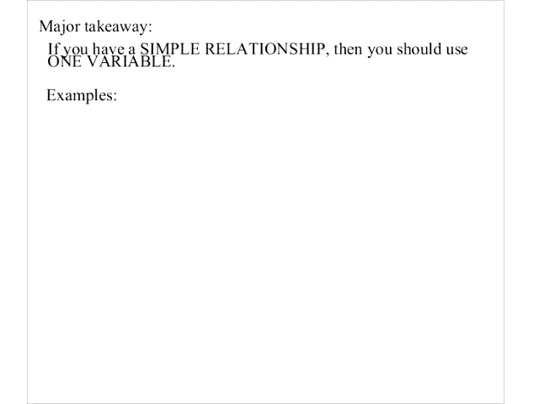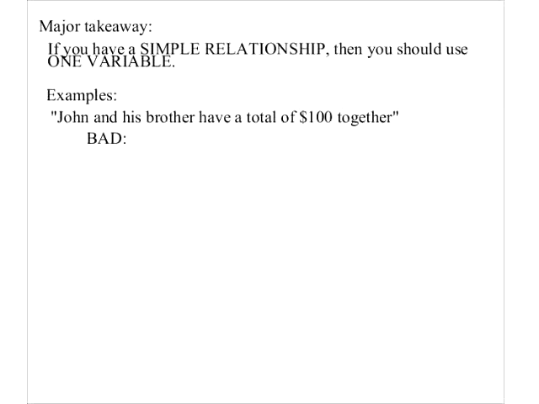If you say something like, John and his brother have a total of $100 together. The bad way to do this would be to say J plus B equals 100, because this is two variables. It's just inefficient. I guess bad is the wrong word. It's not so much bad as it is inefficient. So who can type in the text box, what's a better way to do this with only one variable? The money that John has would be what, and the money that his brother has would be what?